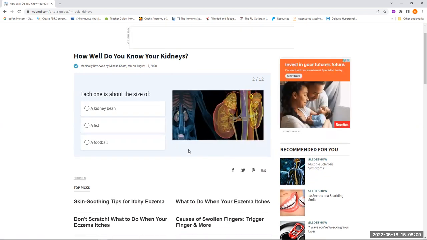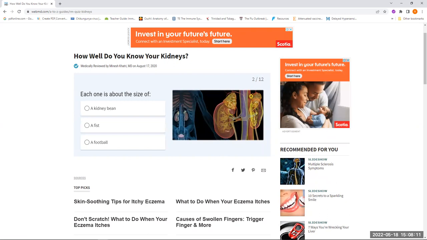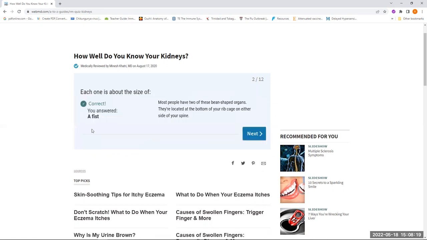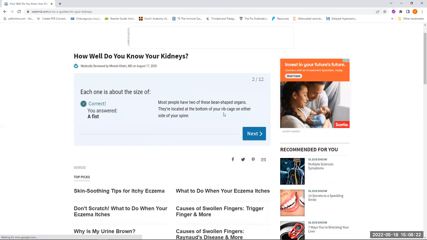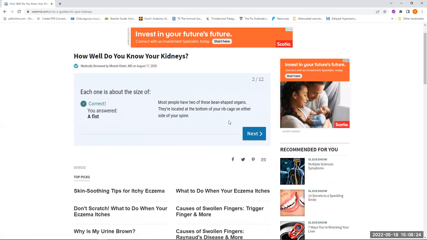Next one. What is the size of a kidney? I want to see a new hand. Tiola, go ahead. A fist. All right, yes. Most people have two. They're located at the bottom of your rib cage on either side of your spine. Are they closer to the dorsal or the ventral region of your body? Your kidneys, closer to the front or the back? Front being ventral, dorsal to the back. Dorsal, very good. They're retroperitoneal, which means they're more to the back.